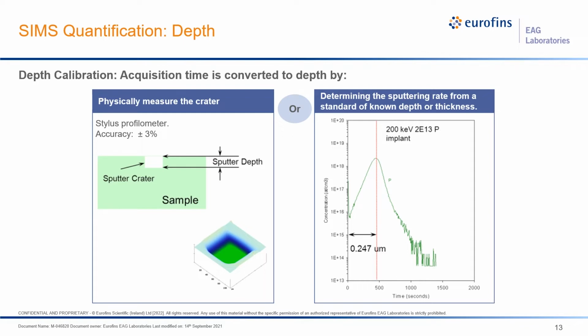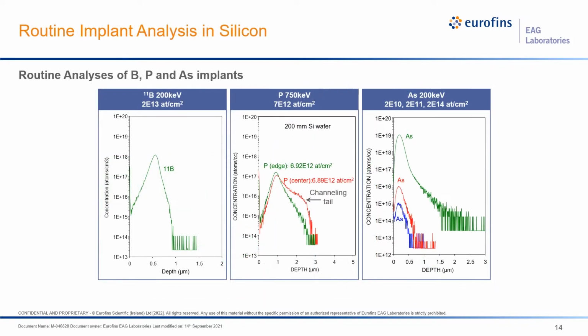The SIMS method started by mostly analyzing ion implanted distributions in silicon material. The three most common dopants in silicon semiconductors were boron, phosphorus, and arsenic. Therefore, we have almost 40 years of experience in measuring these elements. We're looking at these three dopants, and as you can see, they have a variety of distribution shapes, and the detection limits are in the E13 to E14 range.